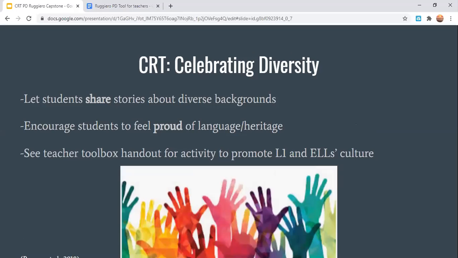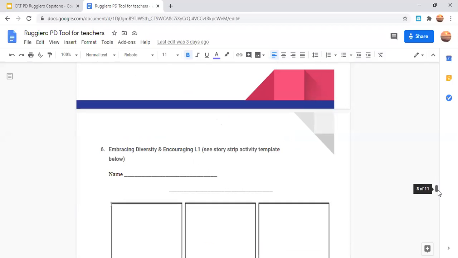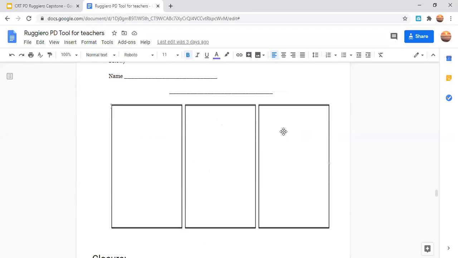I'm going to hop over to the handout. There we go. And you will see three boxes in a line. This does not look like much, but when you facilitate the directions and give it to your students, this will turn into one of the best projects you will do. This is a story strip, and on this top line, you'd have students write where they're from.